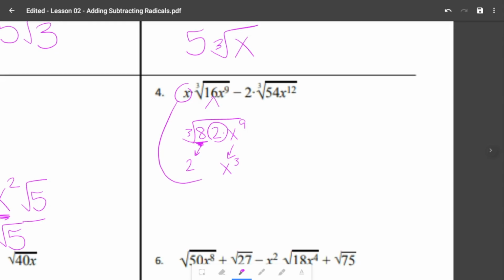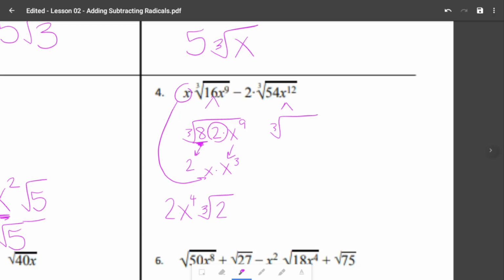Don't forget to bring down the x that was on the outside and multiply it with this x cubed that just came out. You should get 2x to the 4th on the outside, and then cubed root 2 on the inside.